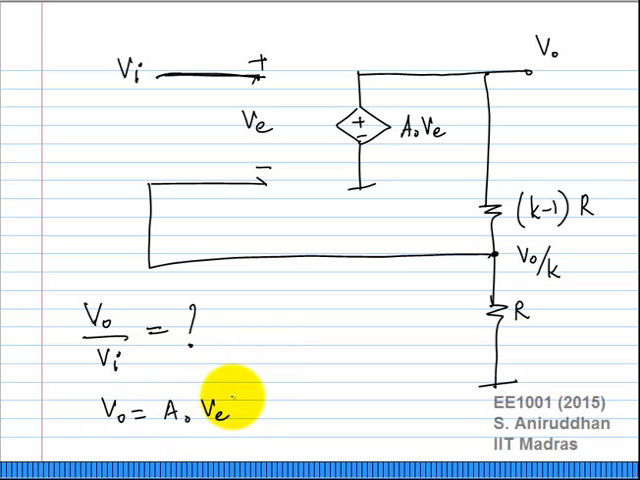A0 times VE. VO is A0 times VE. This is A0 times, correct? So from this I can find out VO by VI. What is VO by VI? Give it to me in terms of A0 also. Don't set A0 to infinity.